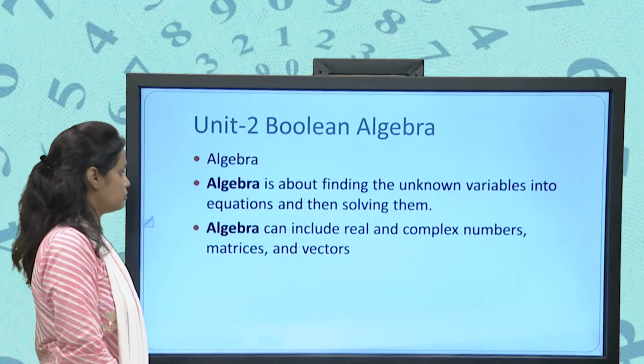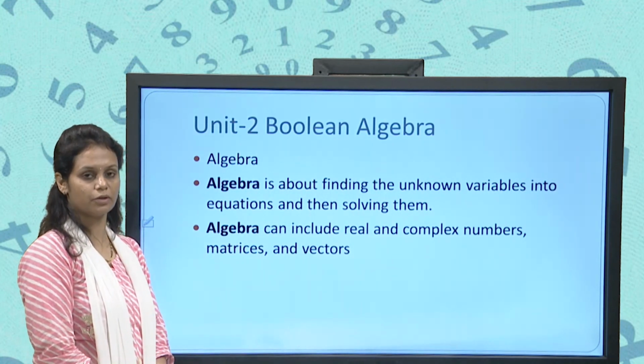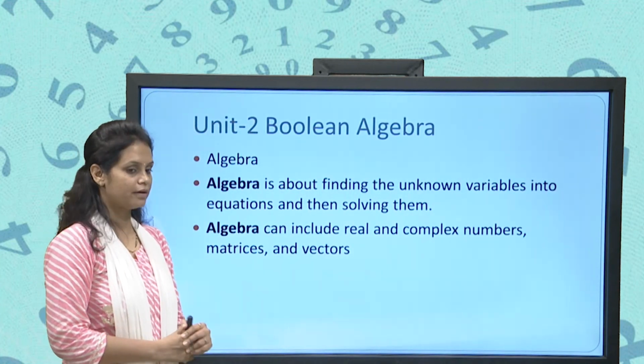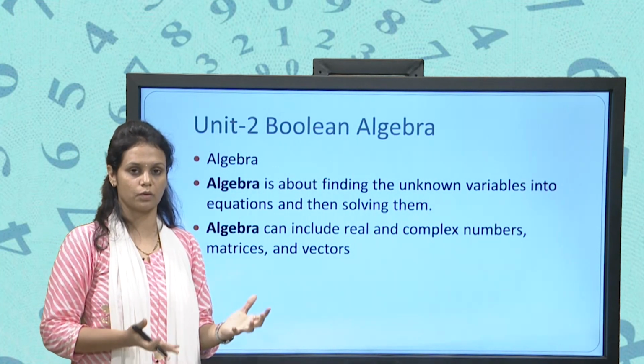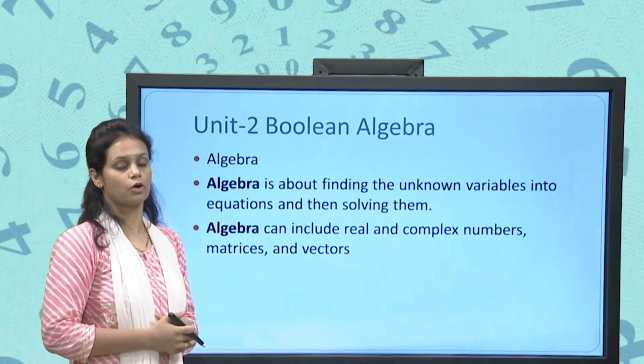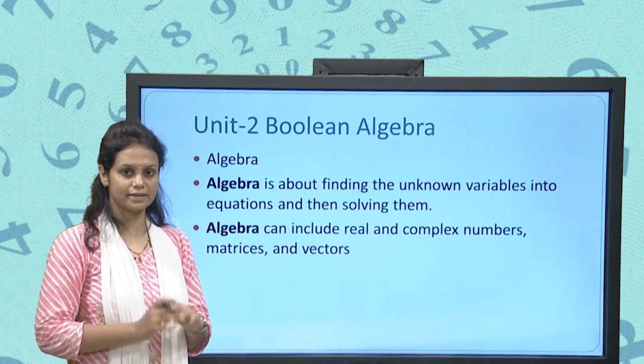Before we start Boolean algebra, what is normal algebra? Algebra is about finding the unknown variable value from an equation. That equation may contain some matrices, some complex numbers, some vectors also. That is the normal algebra.